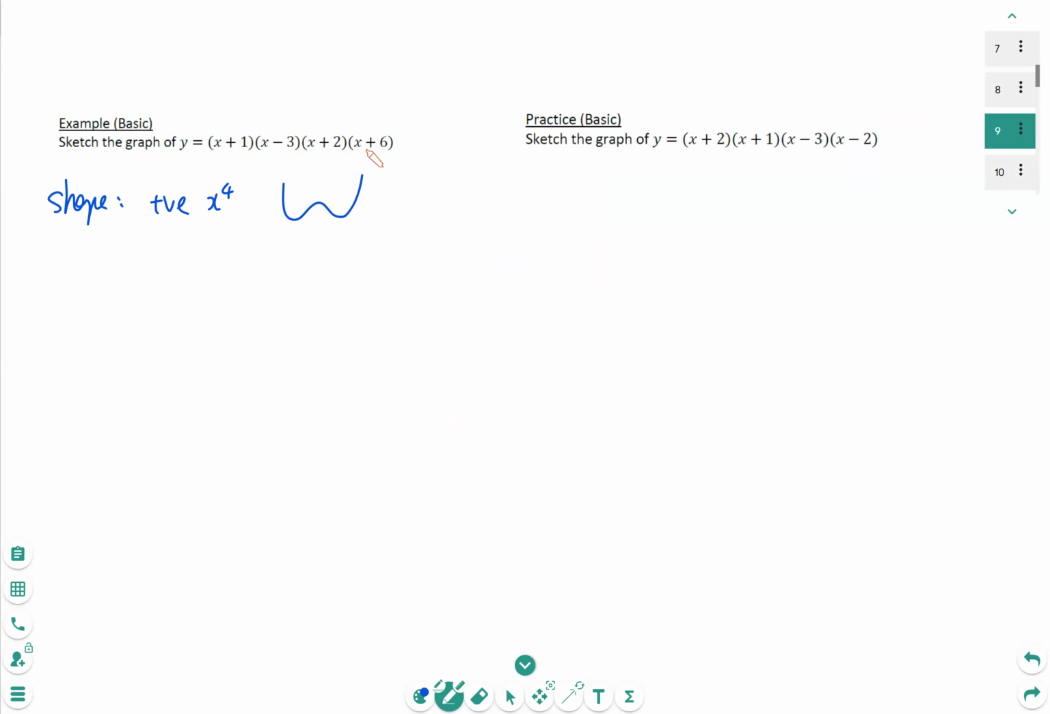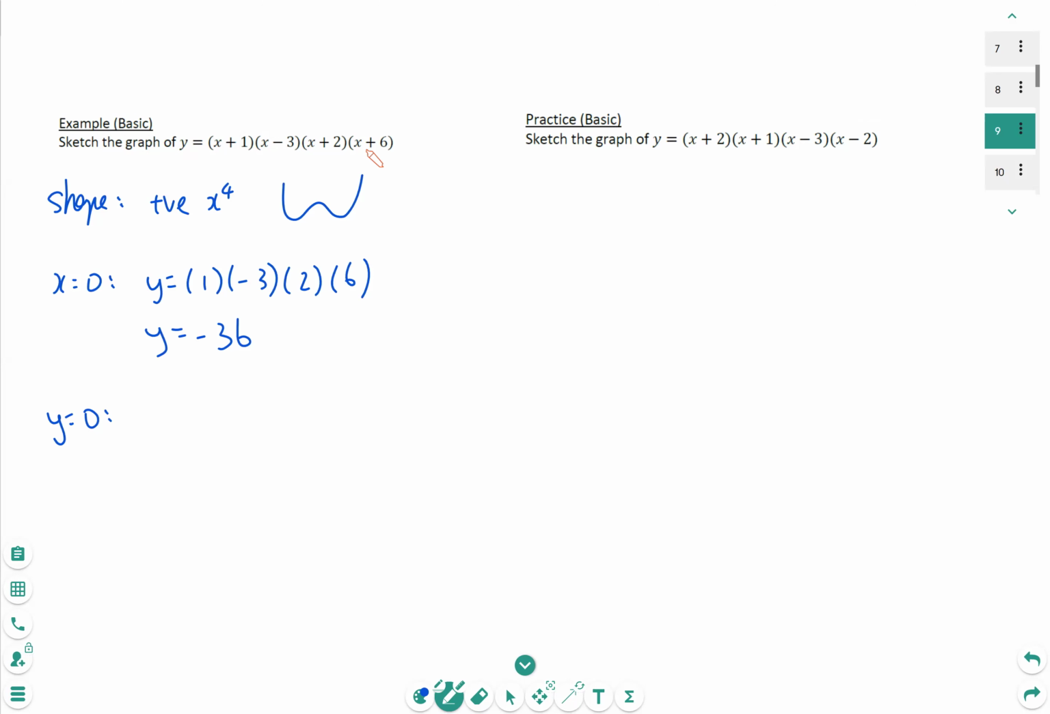Okay. And then let x equal 0. So when x equals 0, then y equals 0 plus 1 is 1, 1 times minus 3 times 2 times 6. Put it in a calculator, and it'll be negative 36. And when y equals 0, then you have 0 equal to 4 brackets multiplied by each other. So each bracket equals 0.